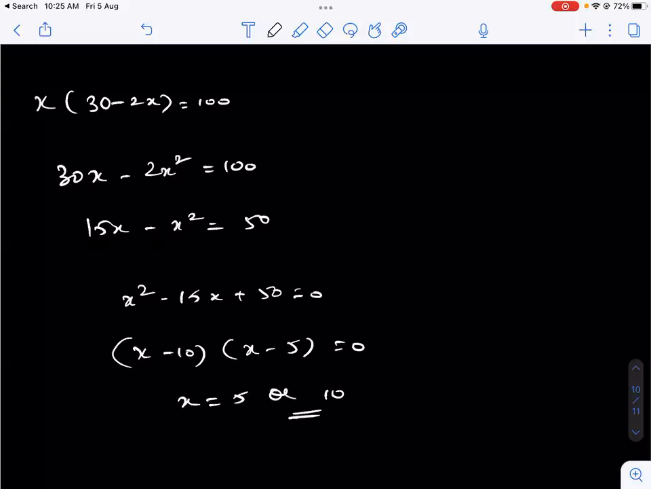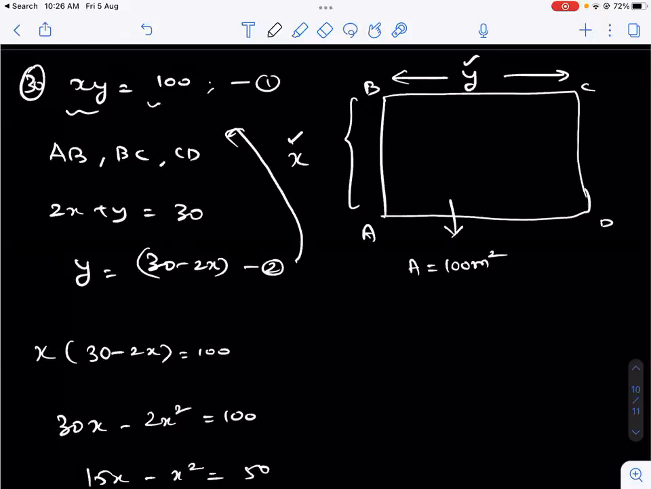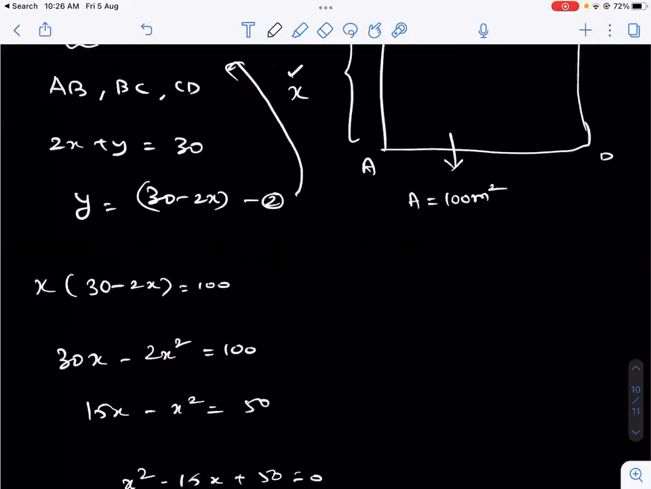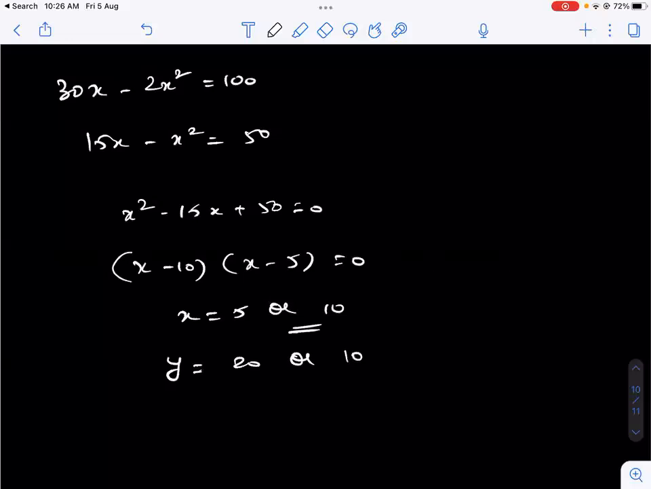So x is equal to 5 or x is equal to 10. So if I take x is equal to 5, what will be the value of y? X into y is 100, so 20. I got x as 5 and the first equation told me x into y is 100. So if x is 5, y should be 20. If x is 10, y is 10. But I'm eliminating this 10 comma 10.